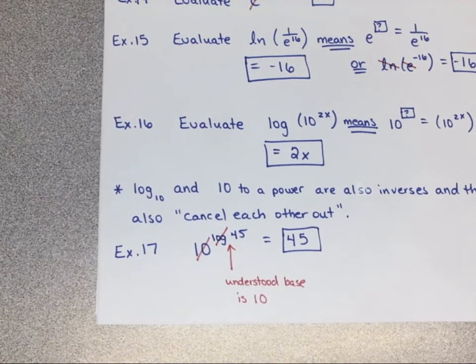Okay, so it doesn't matter if the log is first or if the 10 to a power is first, just like with the e and the ln, they're actually going to cancel each other out.